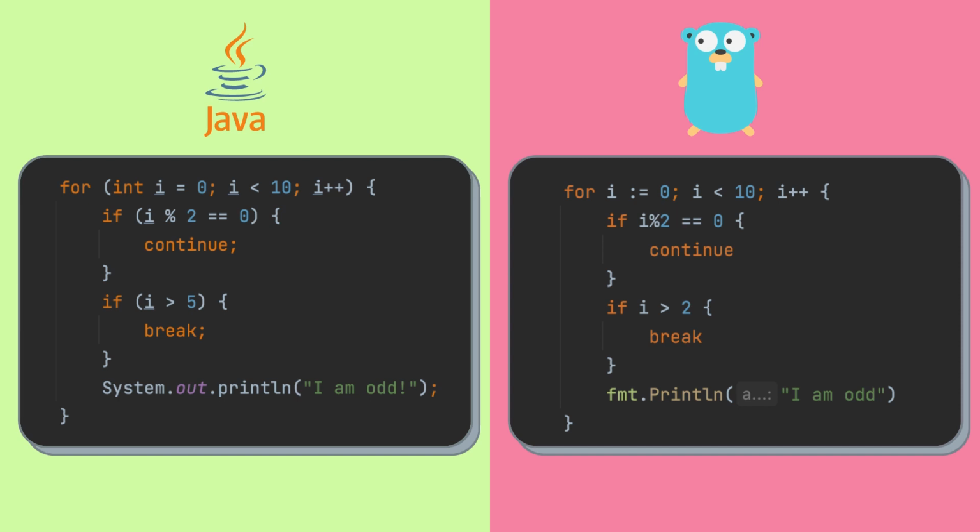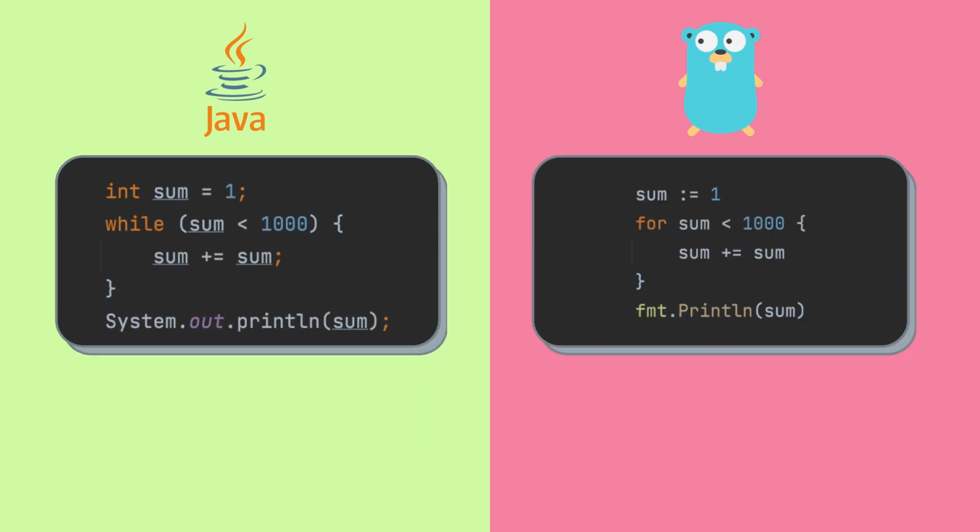Both languages have similar syntax for a for loop, except there are no braces after for statement in Go. The semantics of break and continue statements are exactly the same. Unlike Java, Go does not have a while loop. It is created using a for loop as shown with just the conditional statement.